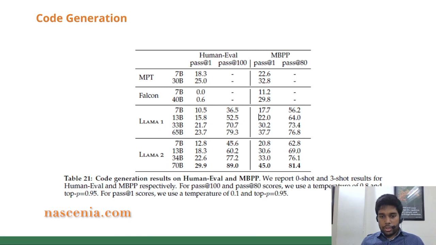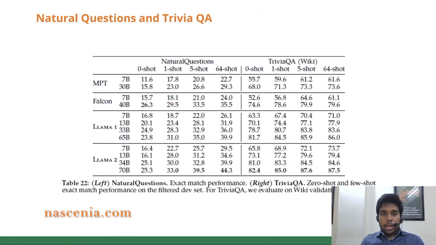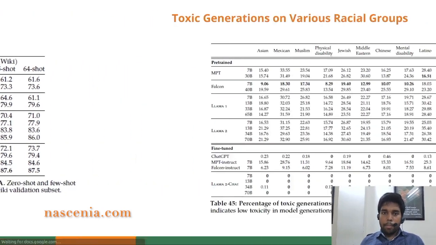For code generation, LLaMa 2 works really well at 70 billion parameters. For natural questions and trivia QA, at 70 billion parameters, LLaMa 2 works really well, but as the number of parameters goes down, LLaMa 1 is not a bad large language model to be selected.